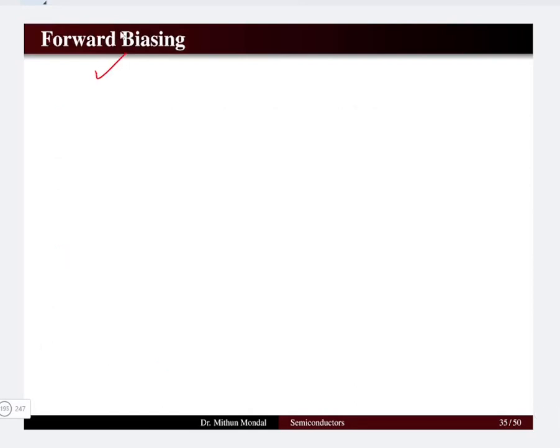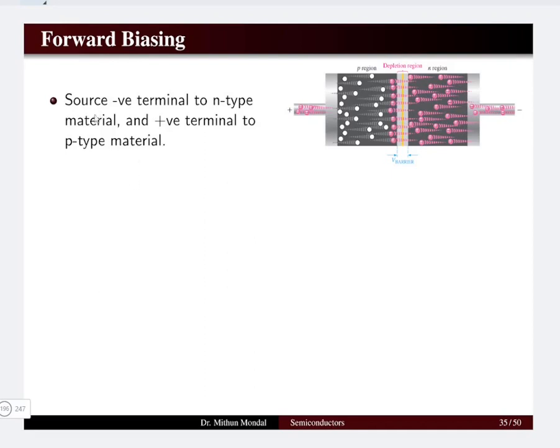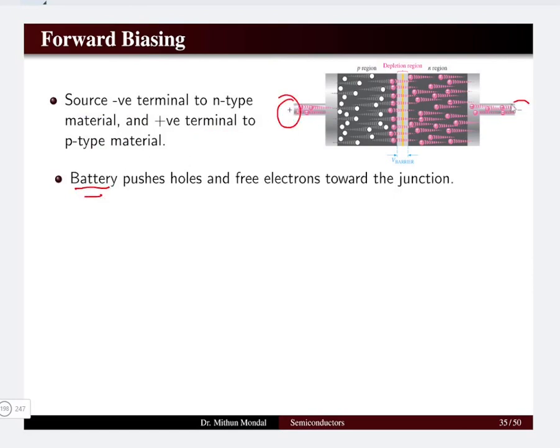So first we study the forward biasing. In forward biasing, the source negative terminal is connected to the N type and the positive terminal to the P type. Here you see we have a P region and an N region. The P region is connected to the positive terminal of the battery and the N region is connected to the negative terminal of the battery. Then the biasing is known as forward biasing. The battery pushes the holes and free electrons toward the junction.